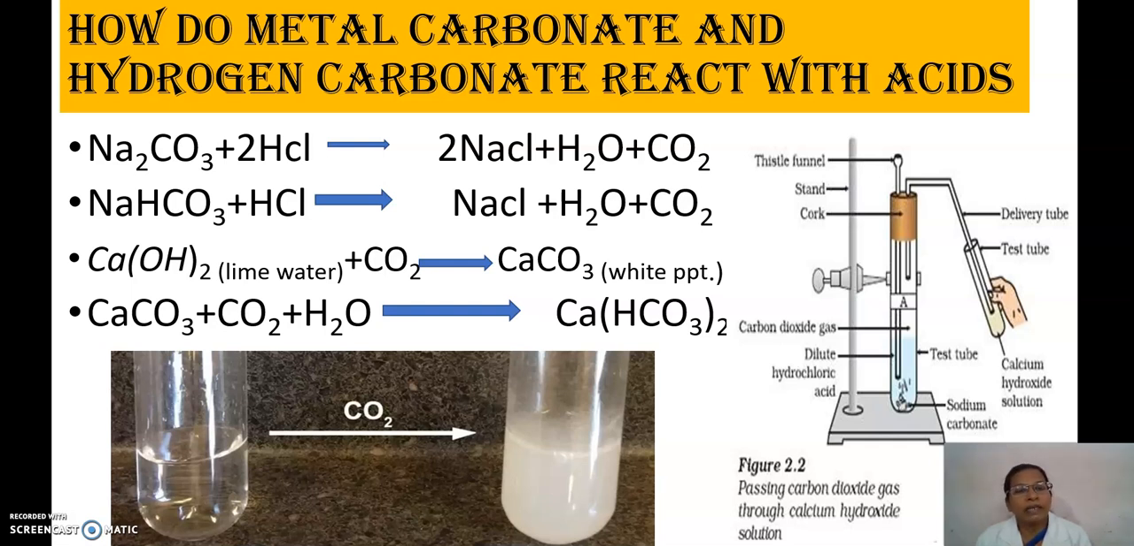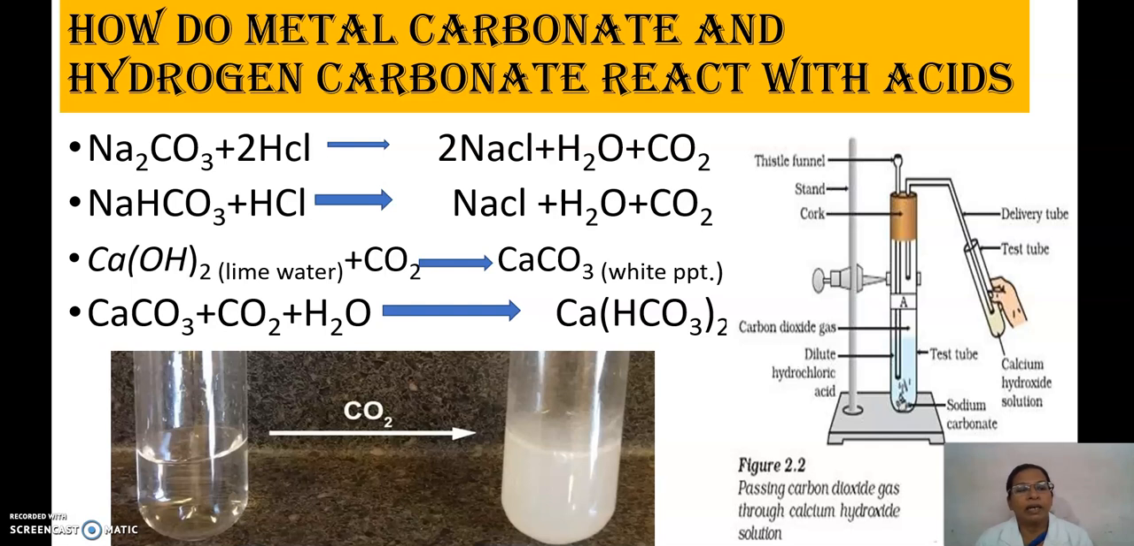Then instead of metal carbonate, if you are taking metal hydrogen carbonate or metal bicarbonate, here I show the example of sodium hydrogen carbonate. It is also called sodium bicarbonate. So when sodium bicarbonate is reacting with acid, we get the same products: sodium chloride, water and carbon dioxide.